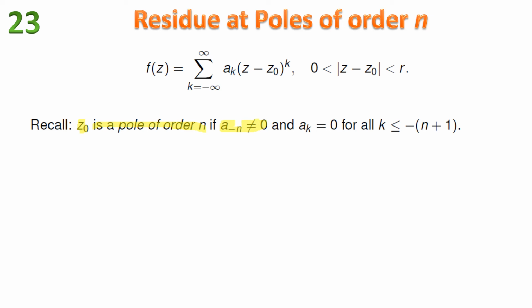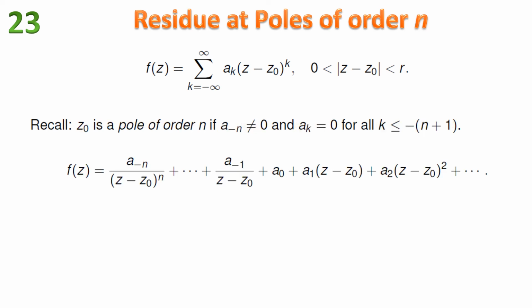Below that n it is 0, and all a_k are vanishing, for all k less than or equal to minus n plus 1. So how does that series look like? The series looks like this.